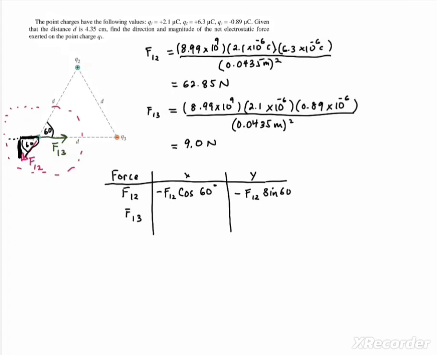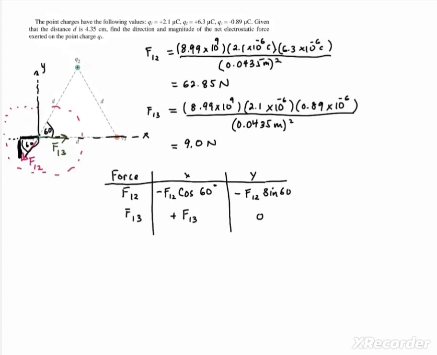Now let's look at F13. You see that F13 is on the x. So what we are doing here is that we are looking at this as our y, and then this here as our x. So you see that F13 is completely on our x axis, so that is positive F13. I'm not plugging in values yet. And then we have 0 for the y component.